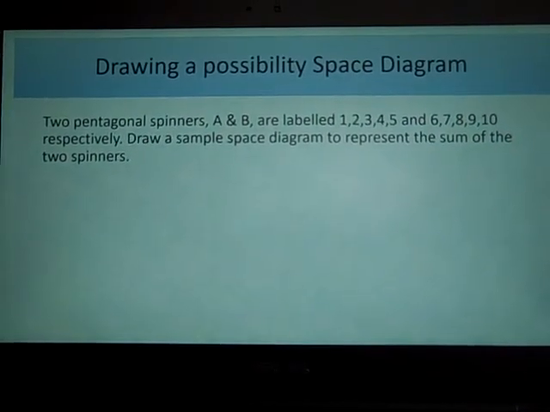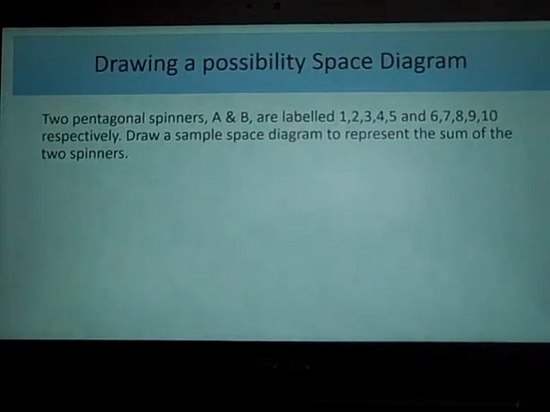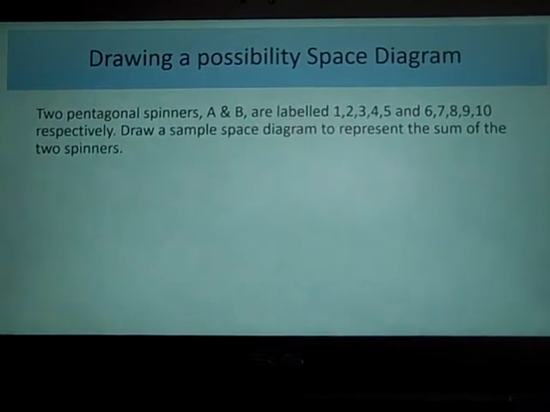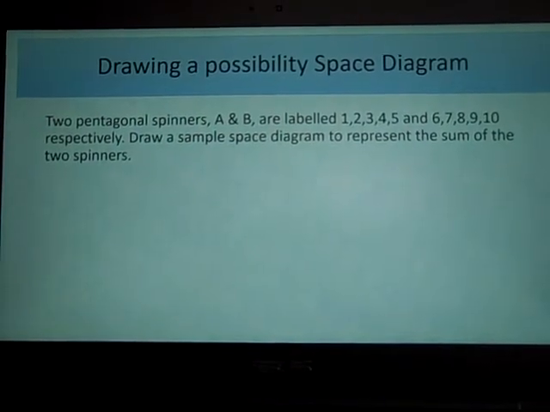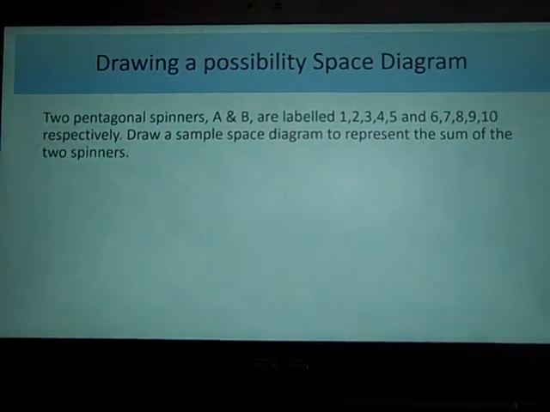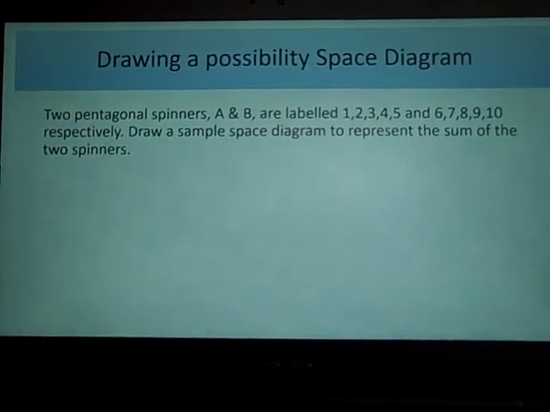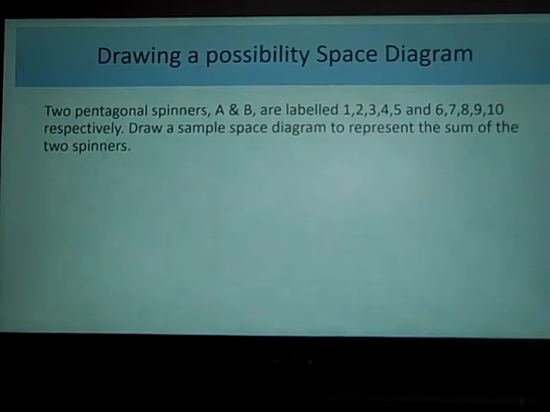Two pentagonal spinners A and B are labelled 1, 2, 3, 4, 5 and 6, 7, 8, 9, 10 respectively. That means A is 1, 2, 3, 4, 5 and B is 6, 7, 8, 9, 10. We're going to draw a sample space diagram to represent the sum of the two spinners.